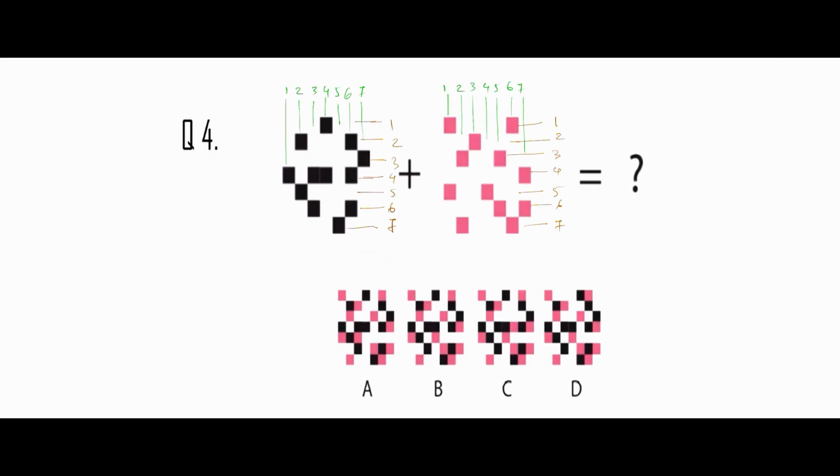Let's solve this question. If you observe the question very carefully, you can see there are 7 rows and 7 columns for the black pattern as well as the pink pattern. The addition of the black and pink pattern will give you the final answer, and we have to find it out from the options. We shall eliminate some of the options by observing the black pattern first.